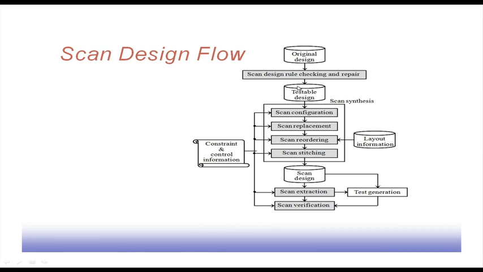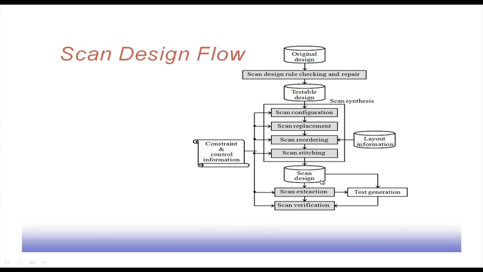Once I have got this testable design, it goes into a phase which is known as scan synthesis. In the scan synthesis, there are several parts like scan configuration, replacement, reordering and stitching. At the reordering stage, we need this layout information, and also we need this constraint and control information. So, they are added into the scan synthesis process, that gives us the scan design.